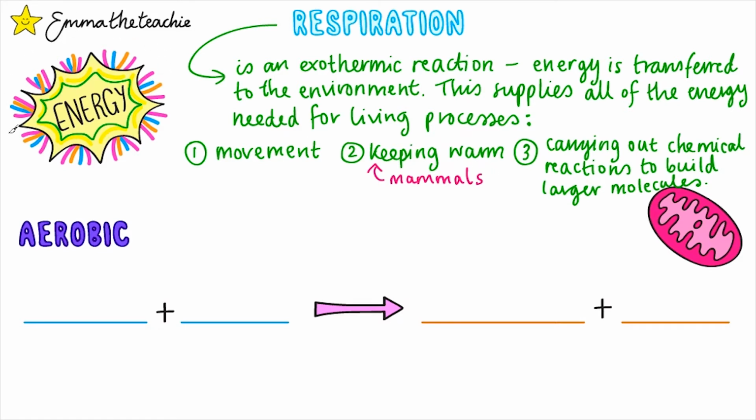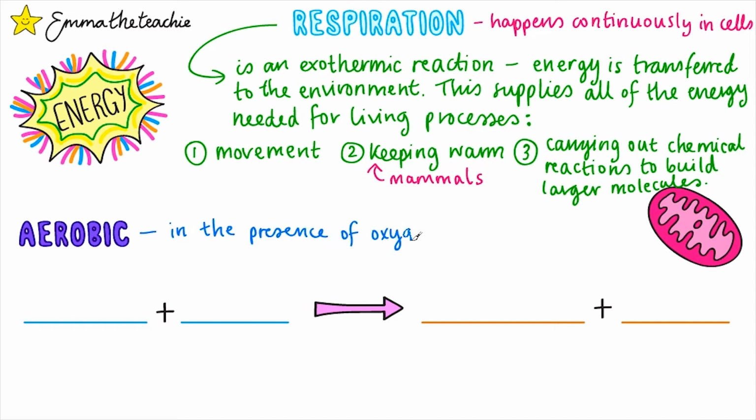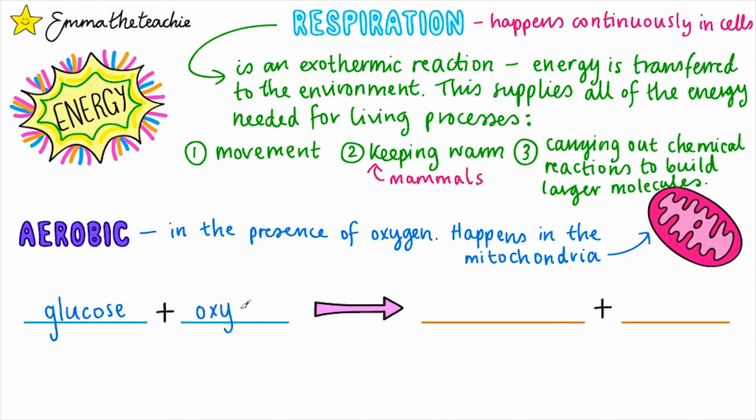To supply enough energy for all of these processes, respiration happens continuously in cells. Aerobic respiration can occur when there's adequate oxygen present, and this happens in the mitochondria of the cell. Here's the word equation for it. Glucose plus oxygen, arrow, carbon dioxide plus water.